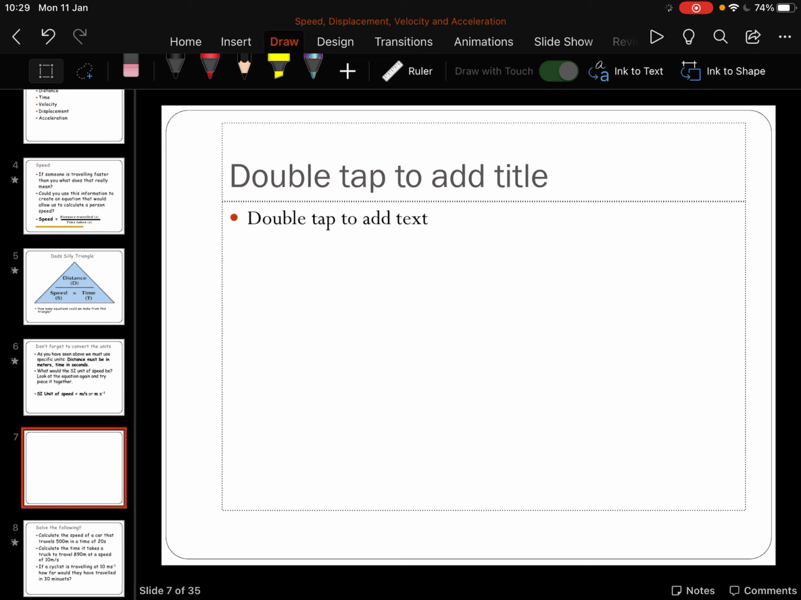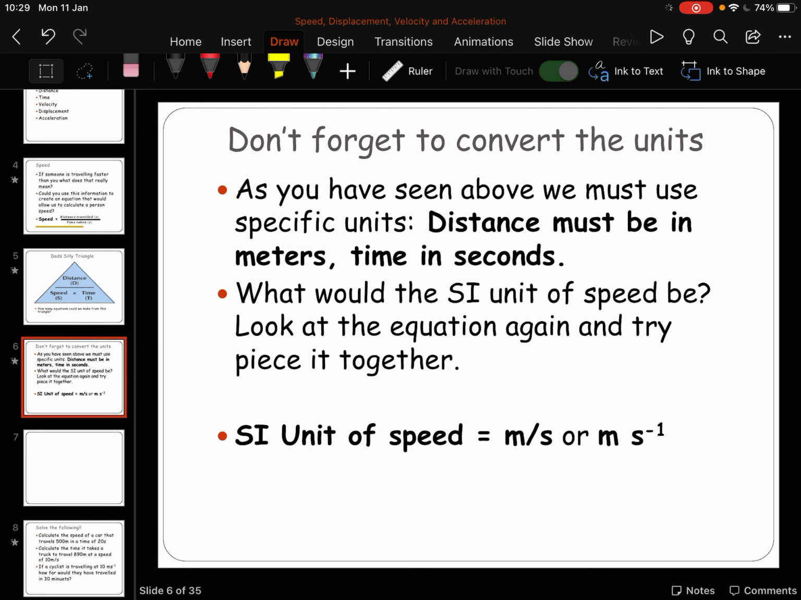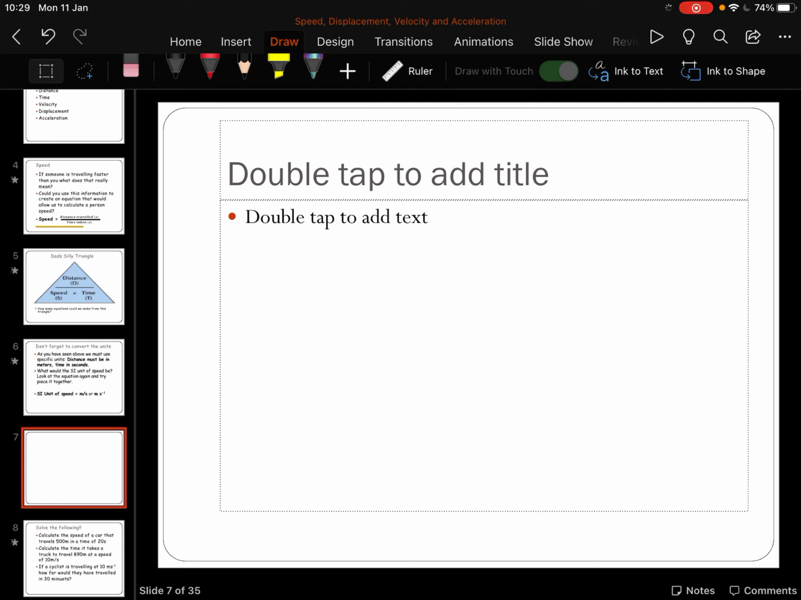So keep the heading. The heading, guys, is: don't forget to convert your units. Take down the SI unit and kilometers per hour, and now we'll do it here. We'll do a few extra ones. The first extra one we'll do is kilometers to meters.